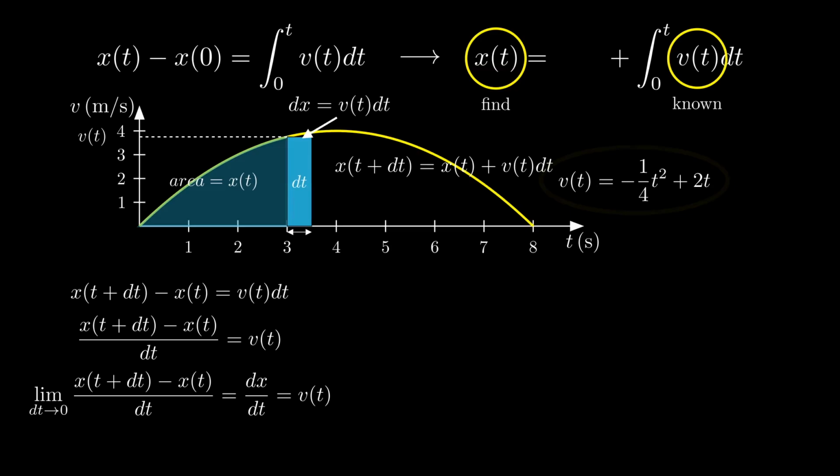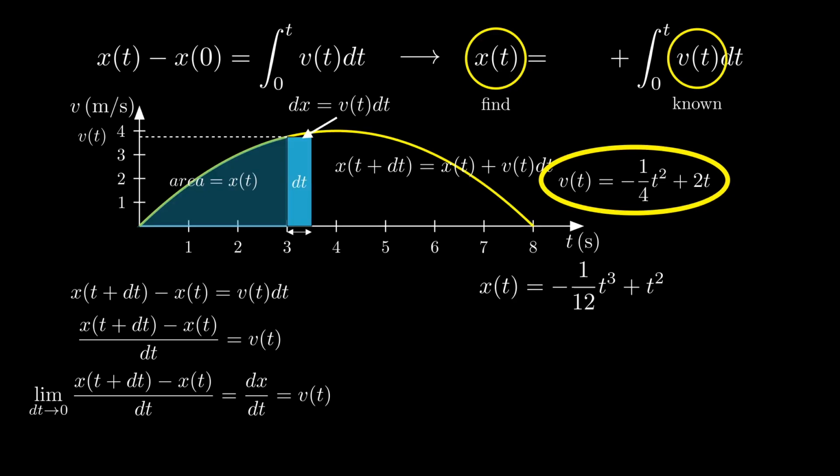Pause and ponder for a moment. If the velocity graph is given by -1/4 t squared plus 2t, what function of time would you construct for x of t? You can figure it out by thinking about what function of time, when you take the derivative of it, will give you -1/4 t squared plus 2t. The answer is -1/12 t cubed plus t squared. To check that this is correct, just take the derivative of this function with respect to time and make sure you get the velocity function.